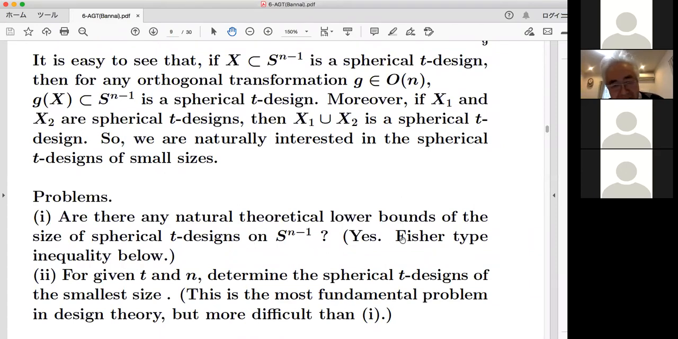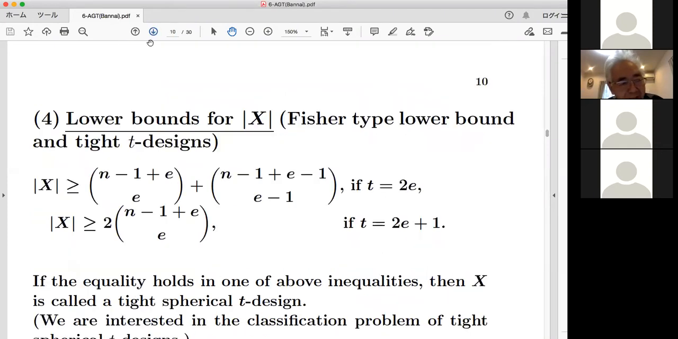And yes, there are Fisher type inequalities. And a more difficult problem is, for given t and n, to determine the spherical t-designs of the smallest size. This is a very important fundamental problem in design theory, but more difficult than the first question. So I will discuss the first question first.